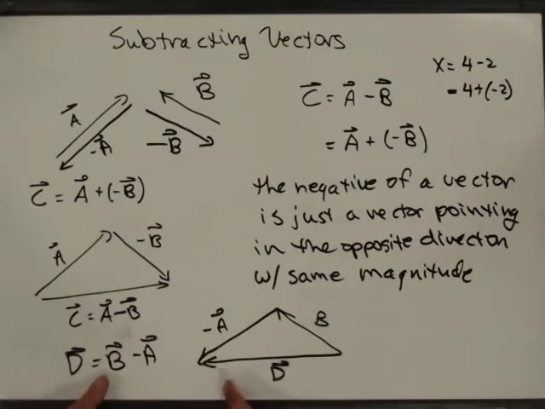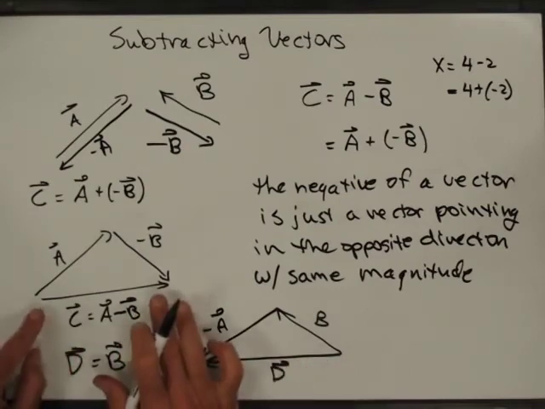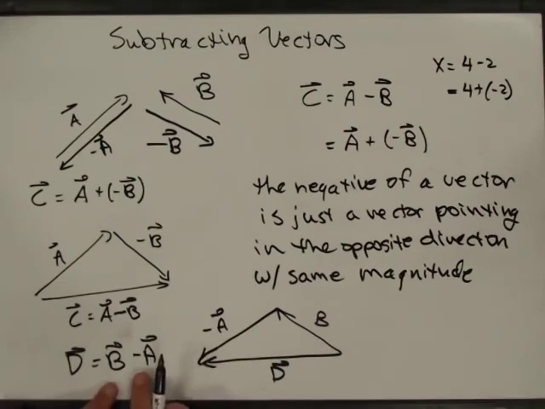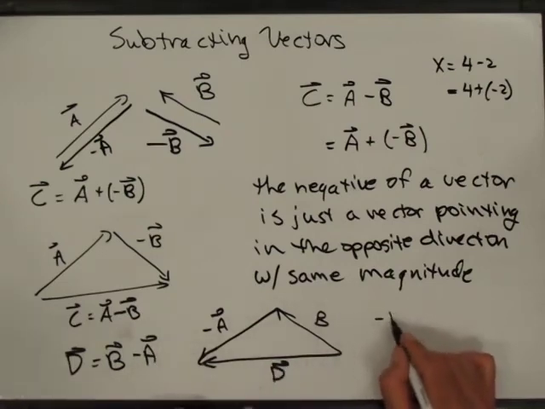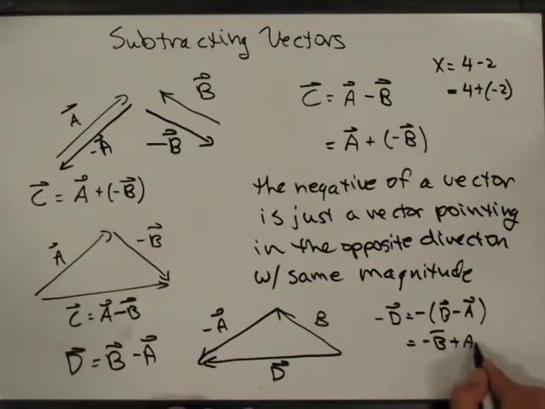And notice D looks just like A minus B. B minus A looks just like A minus B, except pointing in the opposite direction. And that makes sense, because minus D is minus B minus A, which is minus B plus A, which is just A minus B.